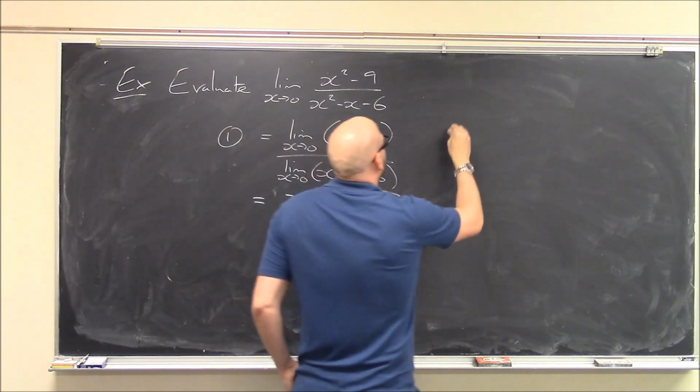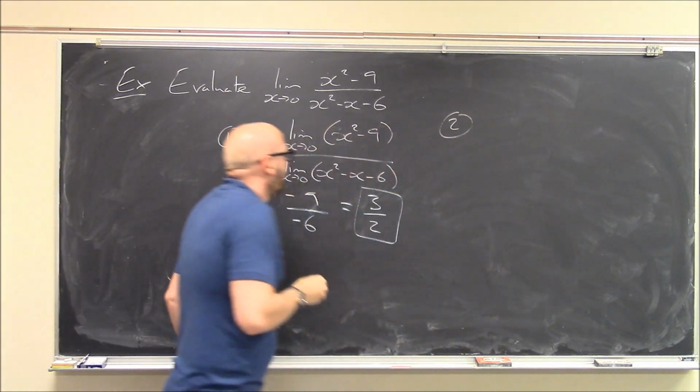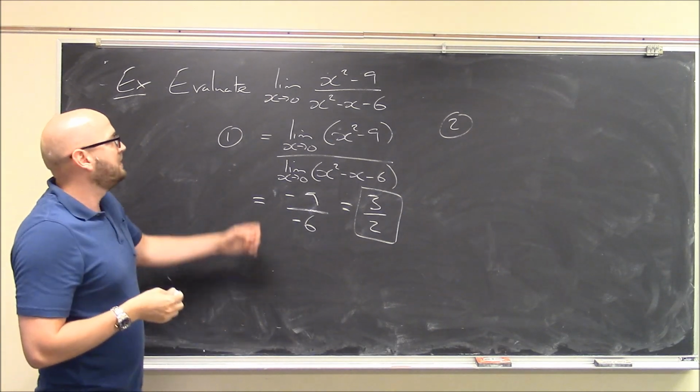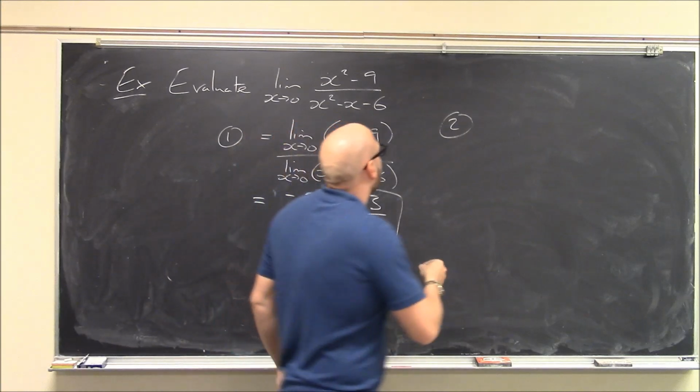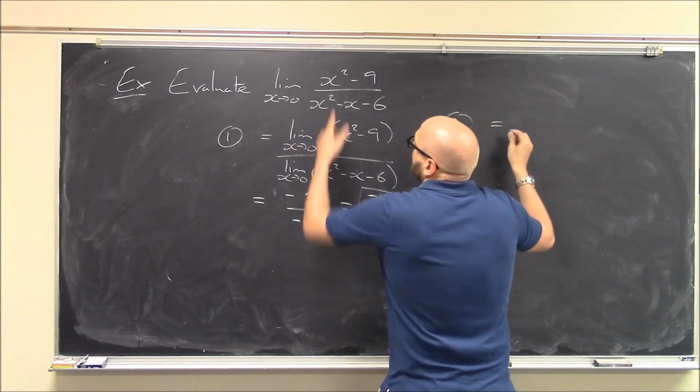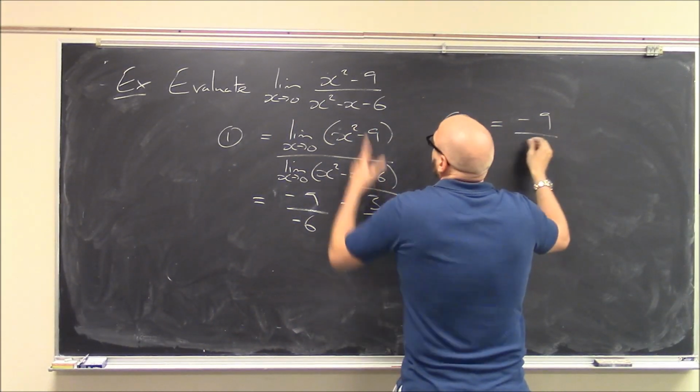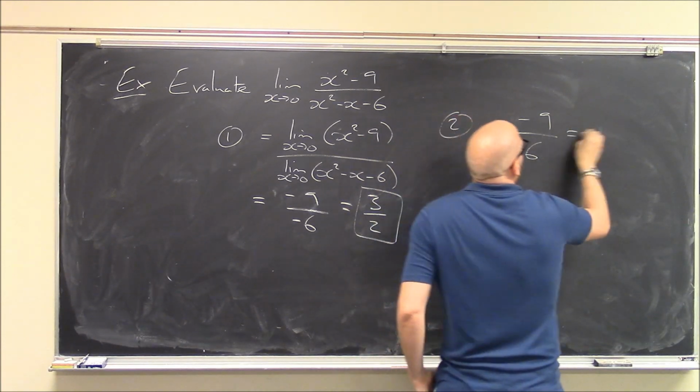Or technique number 2 would be to just ask yourself right away, can I plug in x equals 0? And the answer is yeah, I can plug in x equals 0. So just plug in x equals 0. And once again, you get minus 9 over minus 6, which is 3/2.